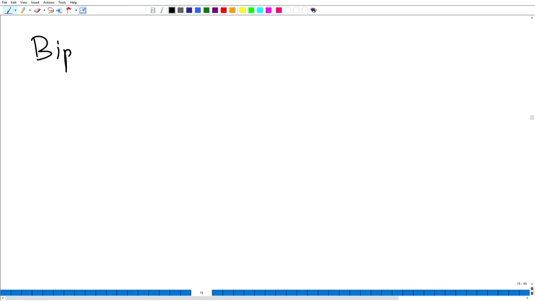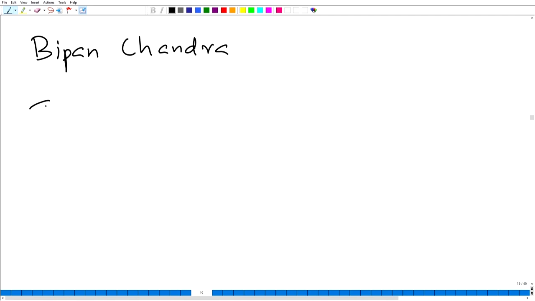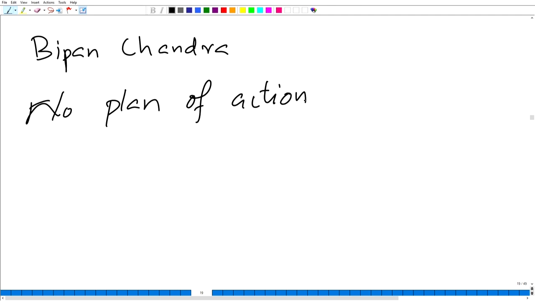Bipan Chandra, the great historian of modern India, opines that there was no program or planned action after the defeat of the British. This was the opinion tendered by Bipan Chandra, that is, the Indian Sipahis who took part in the rebellion did not have any plan of action once they succeeded in the rebellion. No plan of action once they won the rebellion.